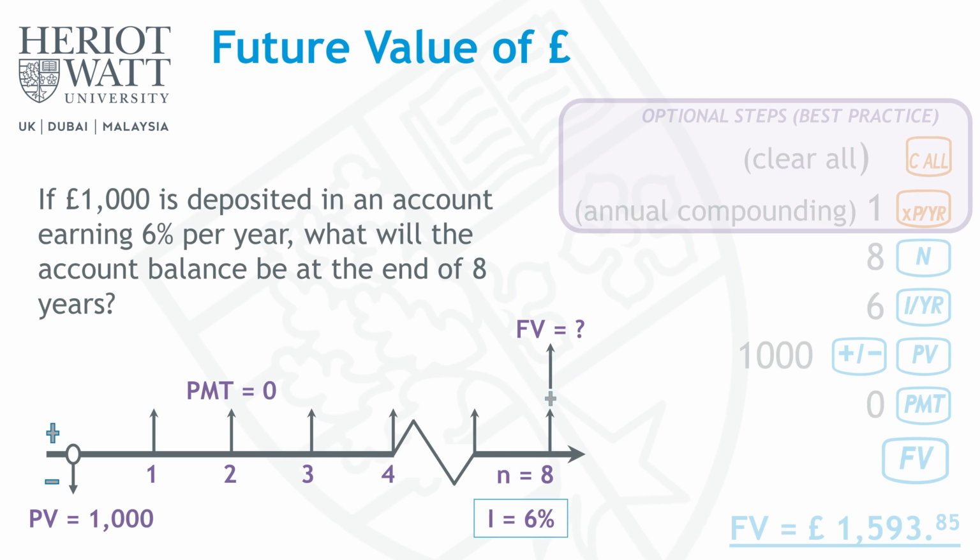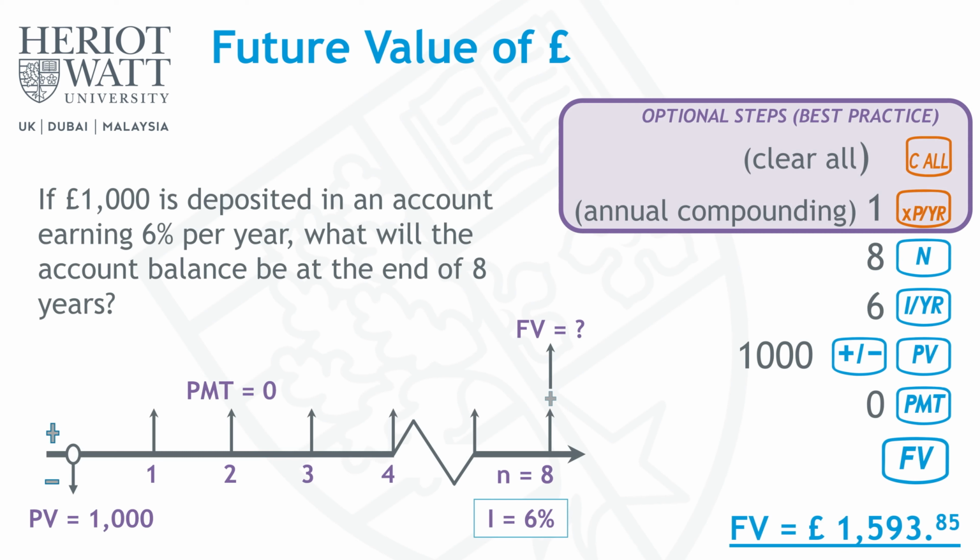In this one, we're trying to find the future value of 1 pound. So in this case, the example is we got 1,000 pounds deposited in an account. It earns 6% interest per year. The question is, how much will we have at the end of 8 years? You can see the cash flow on the bottom where the cash flows are coming and going. But more importantly, you just want to know how to use the keystrokes.